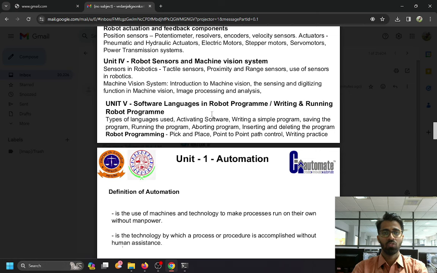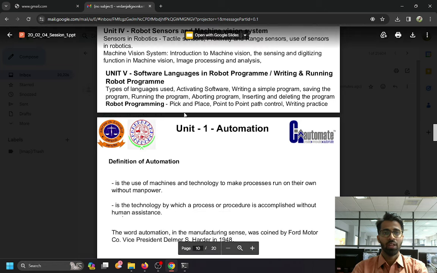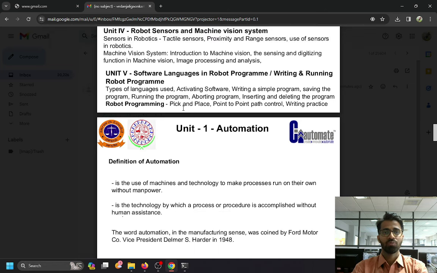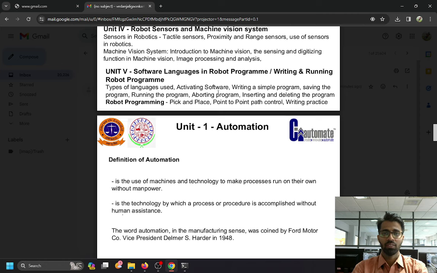Unit 5, software language in robot programming, writing and running a robot program. Types of languages used, activating software, writing a simple program, saving the program, running the program, aborting the program, inserting and deleting in the program. And robot programming: pick and place, point-to-point path control and writing practicals.